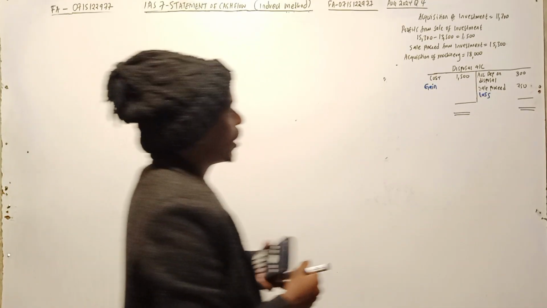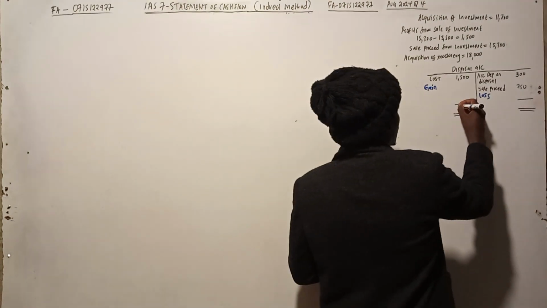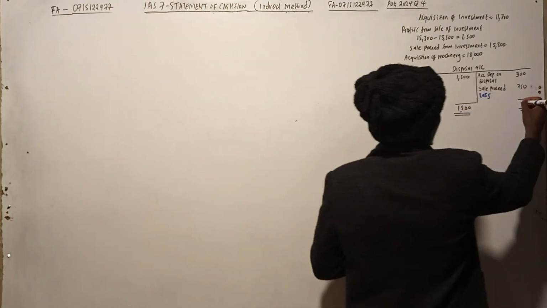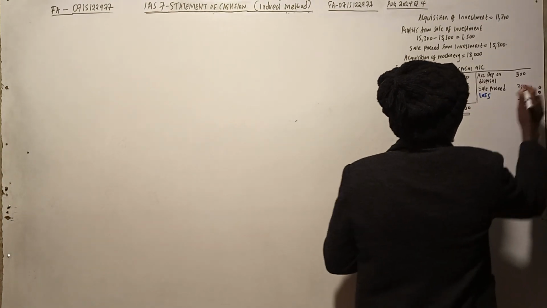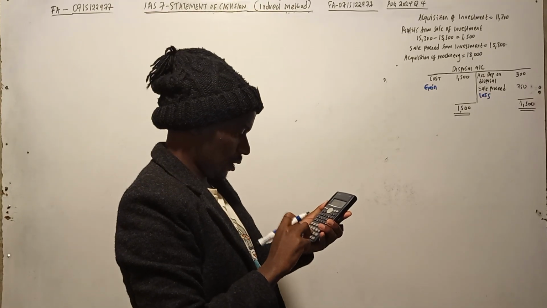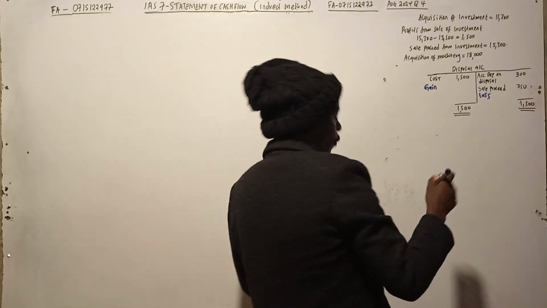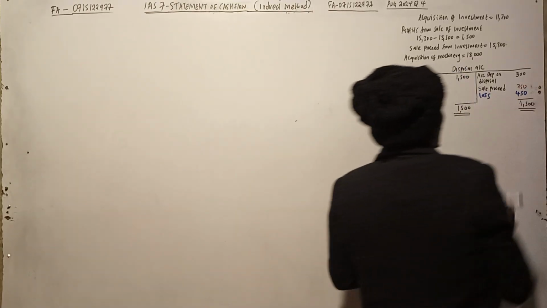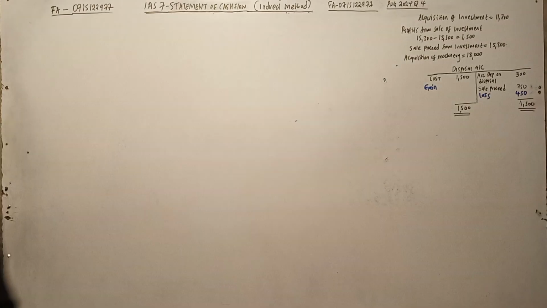With this item tunaona the balance figure itakuwa the other side, on the credit side. So 1,500 minus 750 minus 300 equals 450. I think tuko sawa. 450. So tumesha prepare the disposal account.